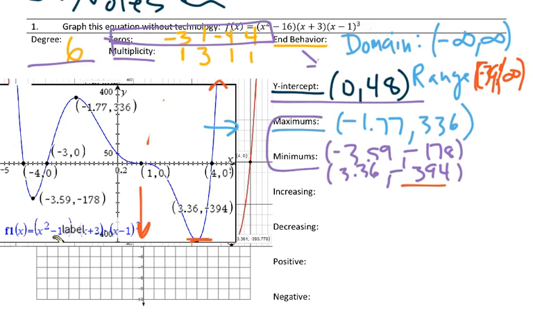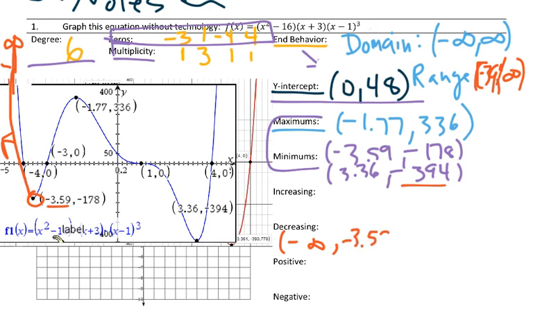Now, increasing and decreasing. Here's where we use the maximums and minimums to help us. So we start here, clear off to the left, and I'm up at positive infinity, and I'm decreasing, decreasing, decreasing till we hit that minimum. So I start at negative infinity, because we're doing our x values. As I'm going down, I'm clear off to the left at negative infinity, and I go till I hit that negative 3.59. And so I use the bracket for that.